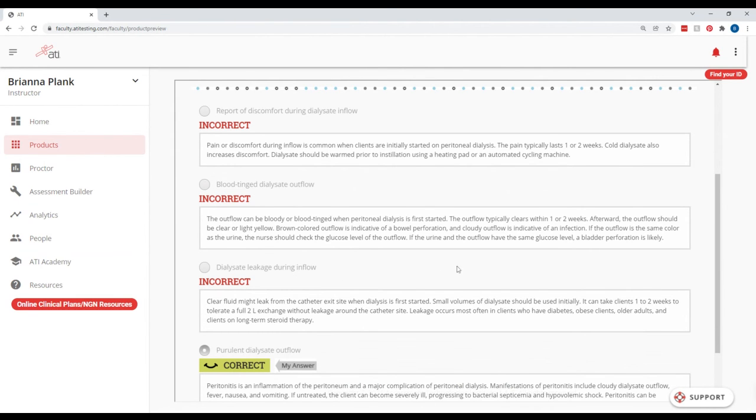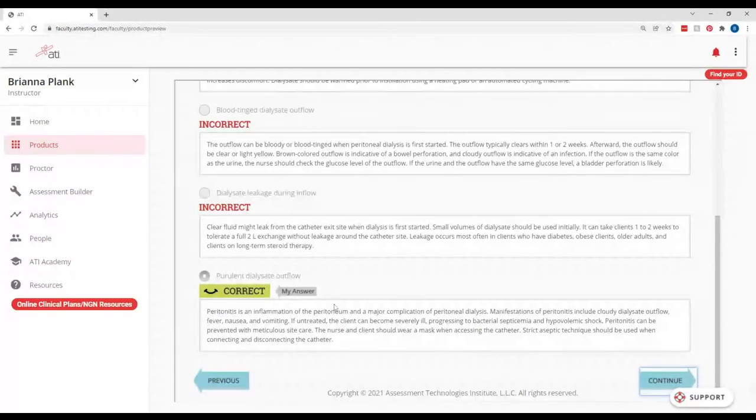Leakage during inflow, wouldn't be as concerned about that. Purulent dialysate outflow. That sounds real bad, right? We have pus coming out of the peritoneal space. That's bad. We have to be really, really careful with the peritoneal space because this can make the patient really, really sick if they get an infection there. So purulent dialysate, bad news. We need to notify the provider immediately.